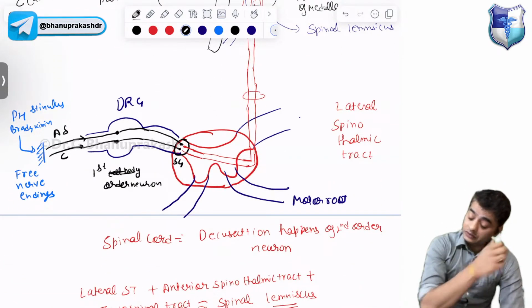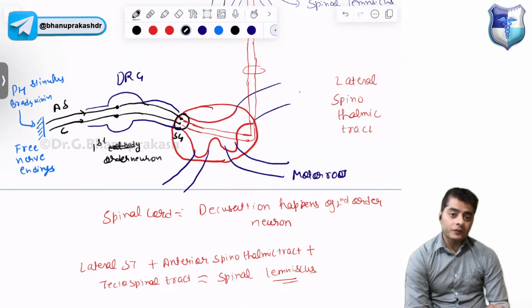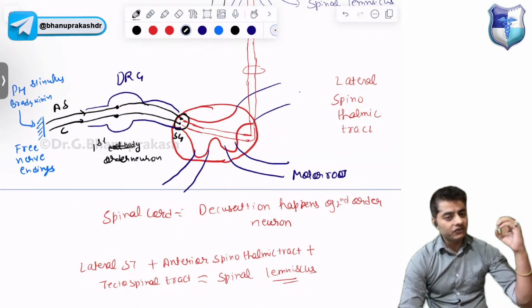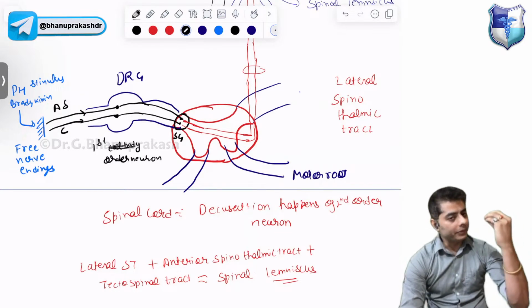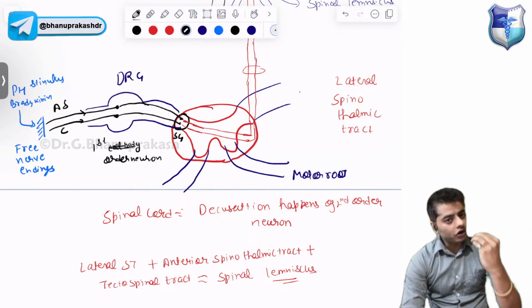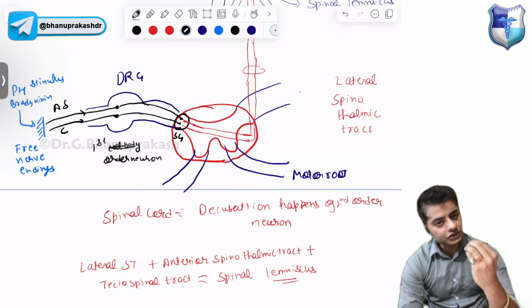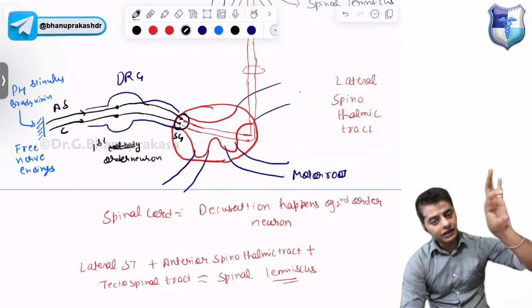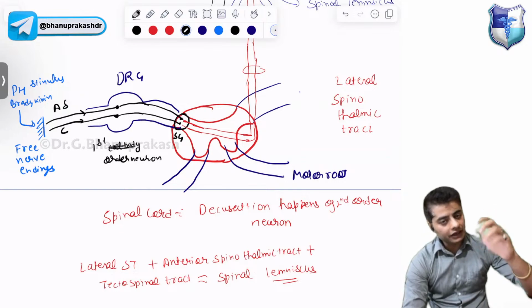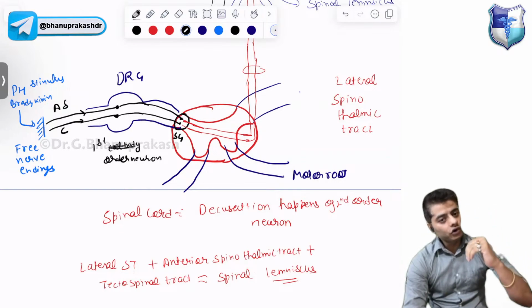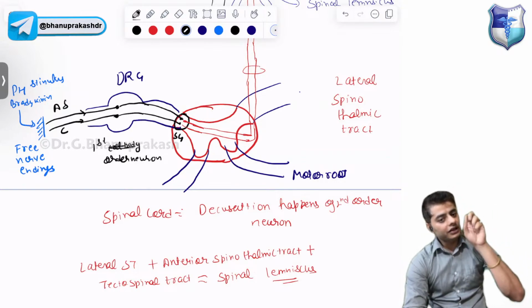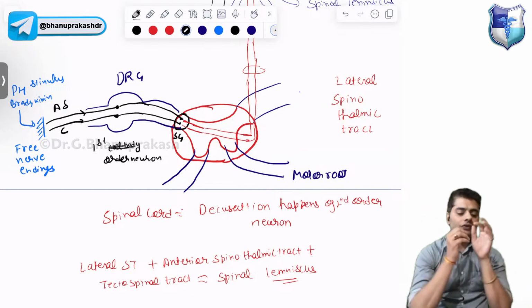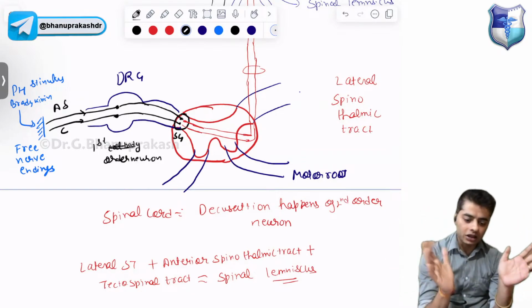So, we will start again. How do ascending pain fibers go? A delta and C fibers terminate in DRG. From DRG, first order neuron will arise. First order neuron will go into substantia gelatinosa. From there, second order neuron will arise. They will decussate and lead to formation of lateral spinothalamic tract. The lateral spinothalamic tract will go to thalamus. In thalamus, it will give its information to the VPL nucleus of thalamus. Thalamus will then project this information to the sensory cortex.